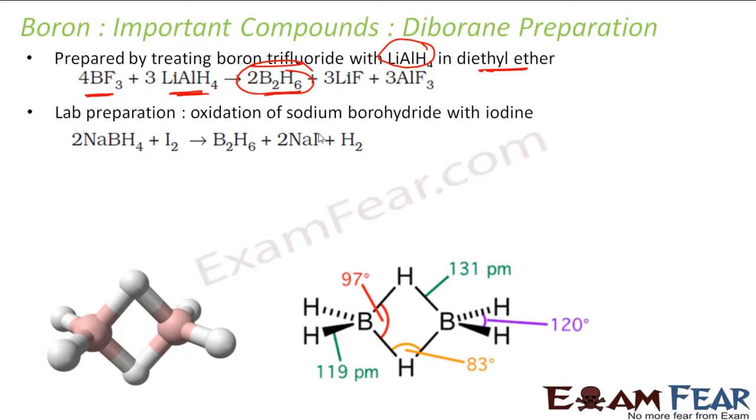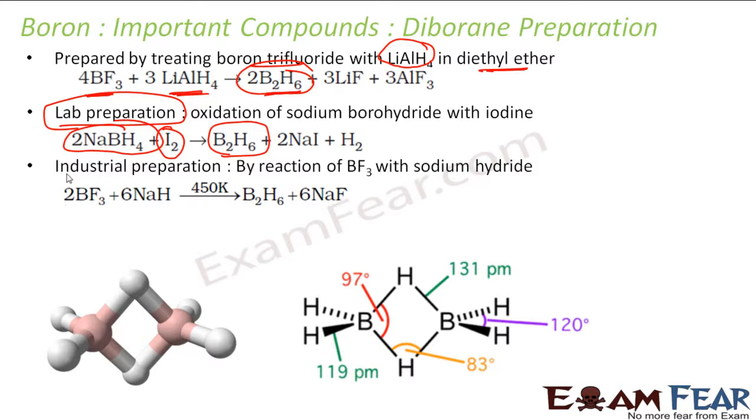In the lab, if you want to prepare this diborane, you can take sodium borohydride and react it with iodine, you get B2H6. This is the lab preparation for diborane. In the industry, you have to prepare it on a large scale. So what you can do is react sodium borohydride again, instead of using lithium aluminum hydride, which is costly, with sodium hydride at 450 Kelvin temperature. You will get this diborane. These are two different preparations for diborane: the lab preparation and the industrial preparation.